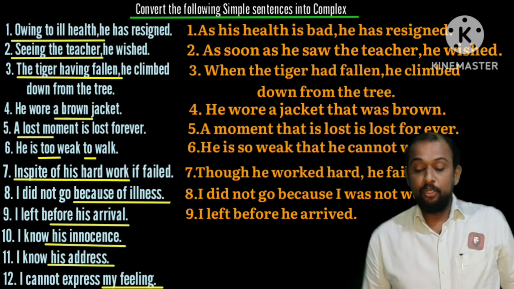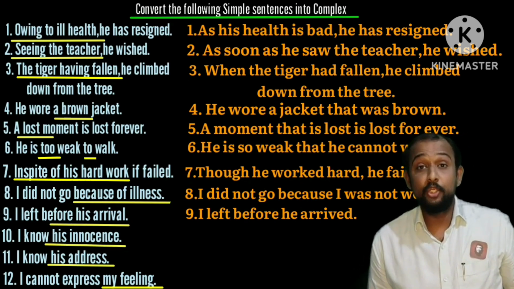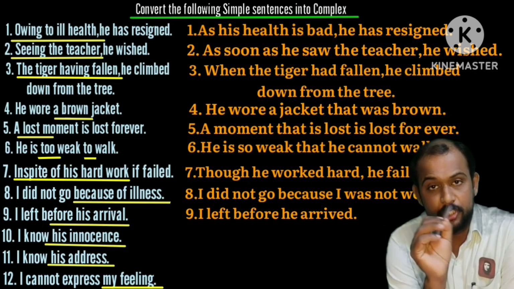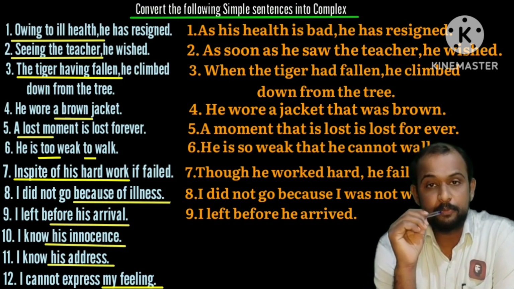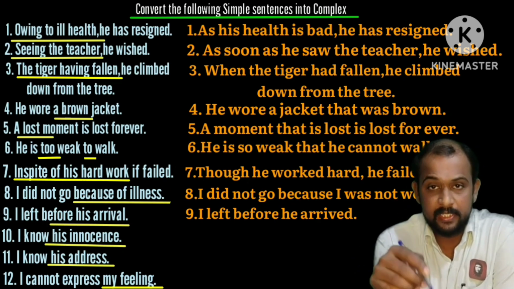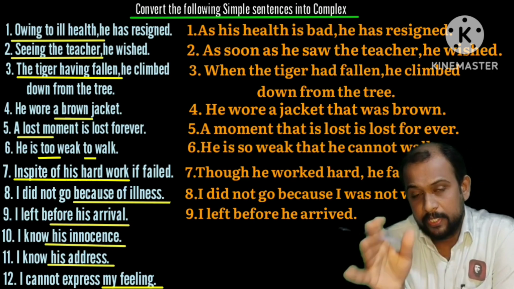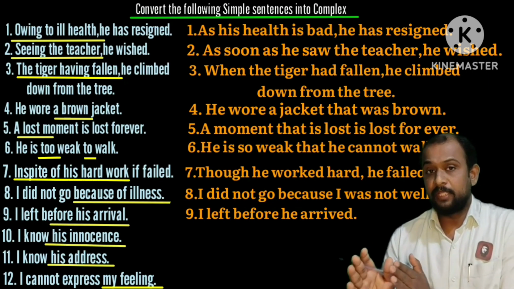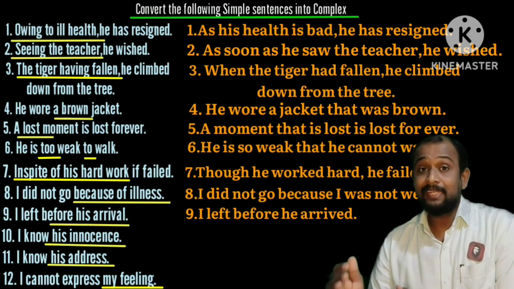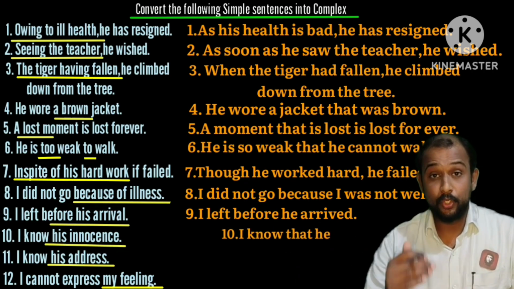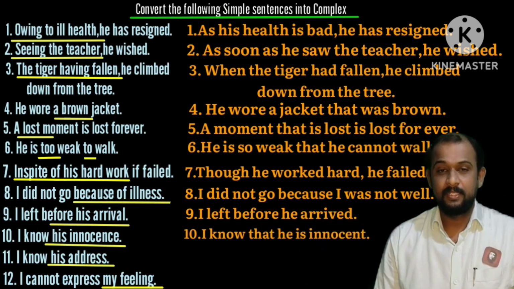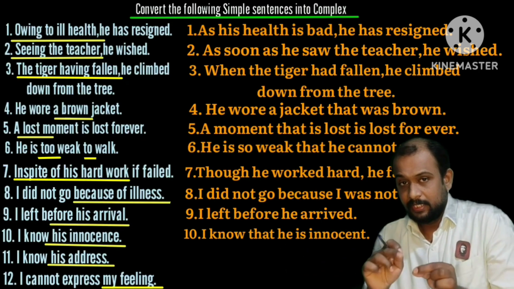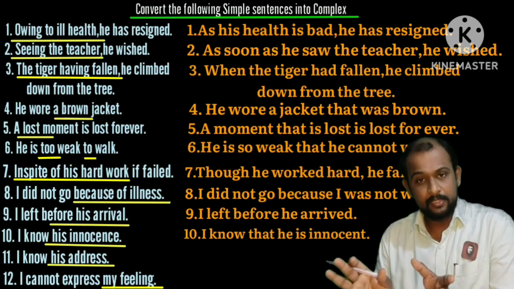See, I know his innocence. I know is a clause because it has a subject and verb combination. His innocence must be converted into a clause. It is a phrase, in fact. It's very simple. I know something. What is that? He is innocent. So, I know that he is innocent. I know is the main clause. That he is innocent. See, that is the subordinator. He is innocent is the clause. So this is a complex sentence.